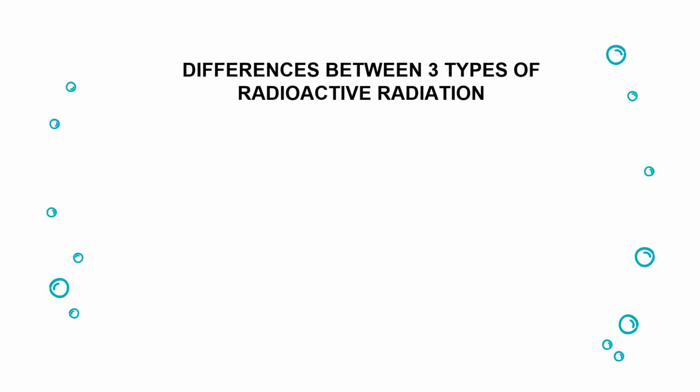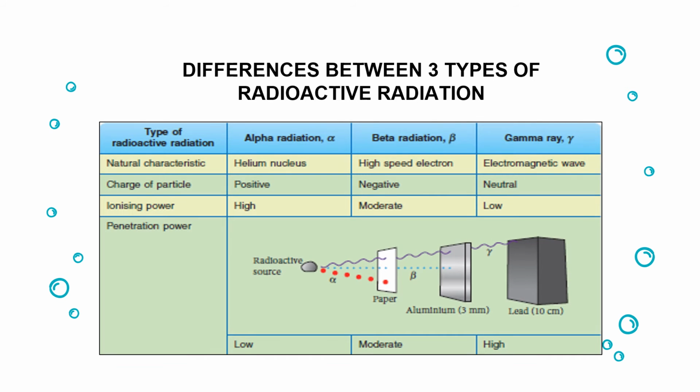So, next we go to the differences between the three types of radioactive radiation. For the first type, nature characteristic. Alpha is helium nucleus. It contains 2 protons and 2 neutrons. Beta is a high-speed electron. Gamma ray is an electromagnetic wave. Alpha has a positive charge. Beta has a negative charge. Gamma is neutral.